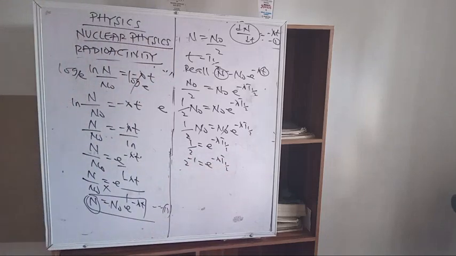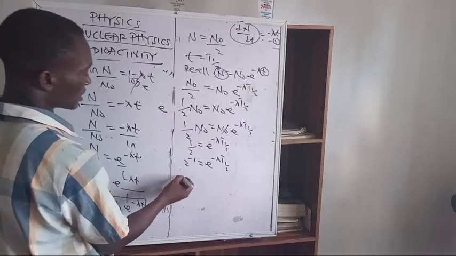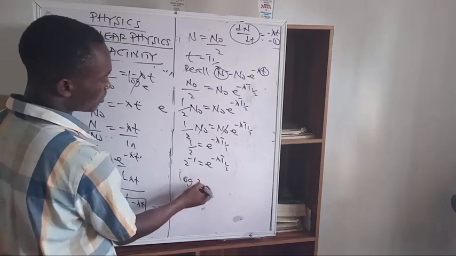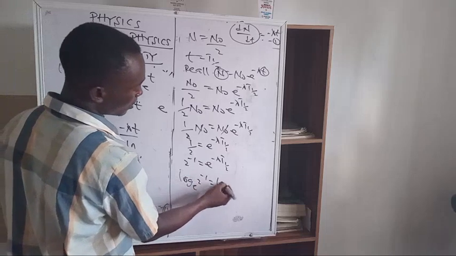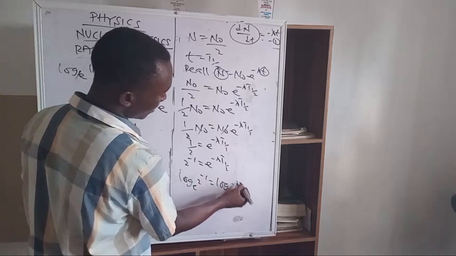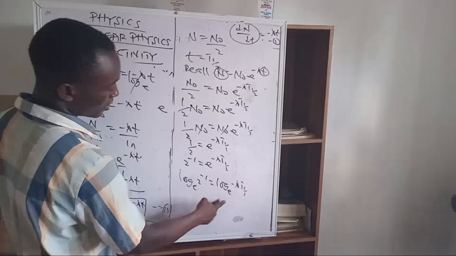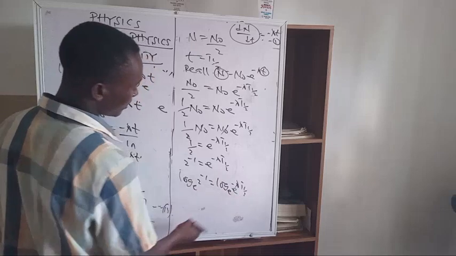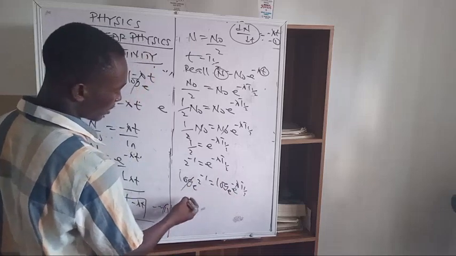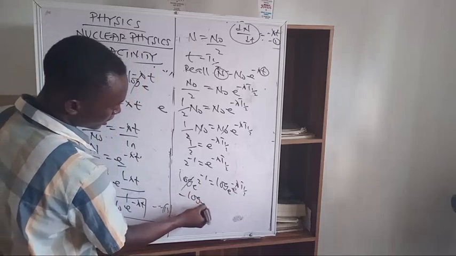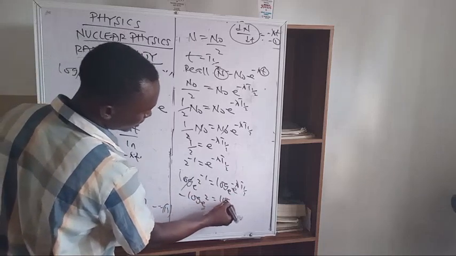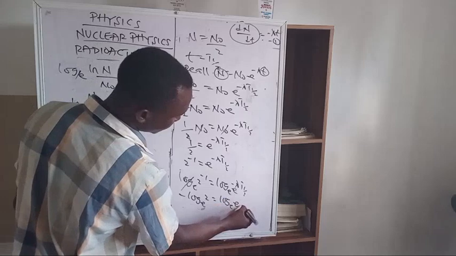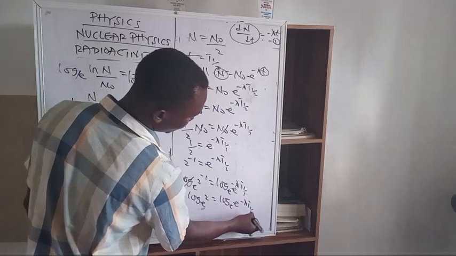This 1/2 is also 2 raised to power minus 1, equal to e to the power minus lambda t1/2. Now I can move the value to the other side by introducing a logarithm. So I have log e of 2 to the power minus 1 is equal to log e of e to the power minus lambda t1/2. The minus can go to this side, so I have minus log e 2 equal to log e, then e raised to power minus lambda t1/2.